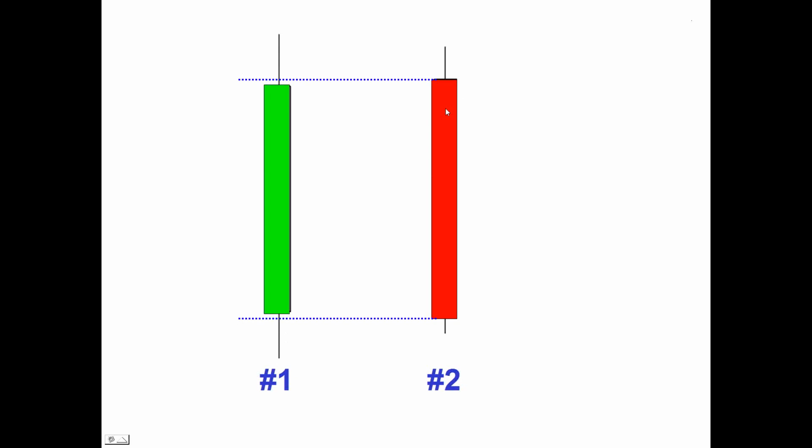Now you'll notice that bar number 1 is green. Does that matter? Absolutely not. It wouldn't matter if it were red either. What matters is that bar number 2 is red. So if you see this, you have a high probability down move signal.